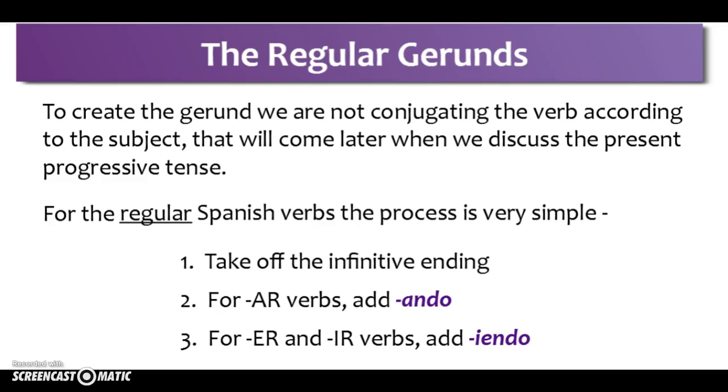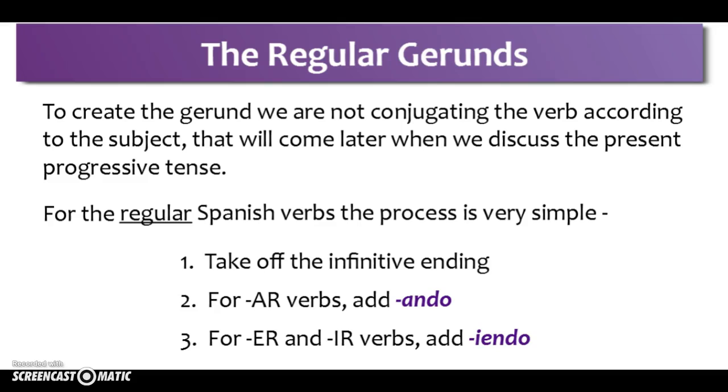Creating the gerund is different than conjugating a verb. It doesn't matter who the subject is, who's doing the action. There's only one gerund ending, and it's connected to the infinitive, not any particular subject. There are also some irregular gerunds, and we'll take a look at those, but let's start with the regular.